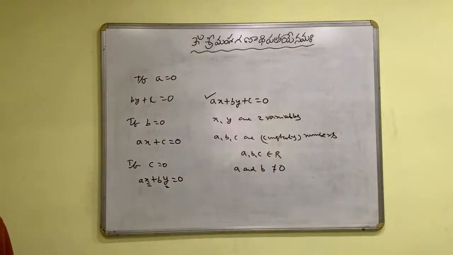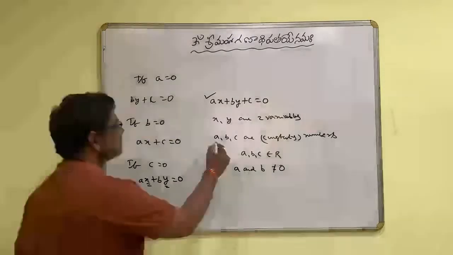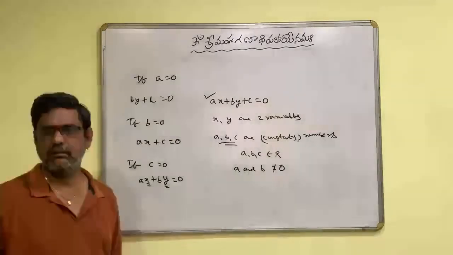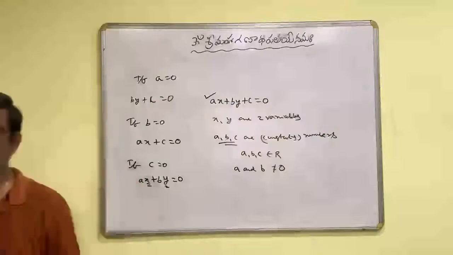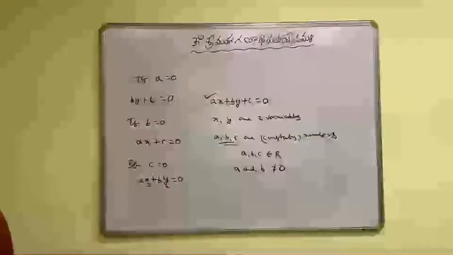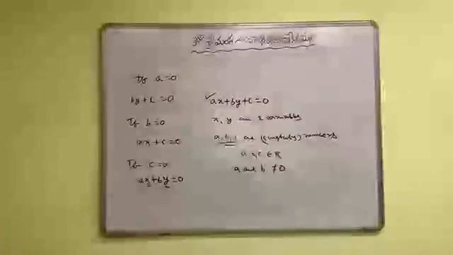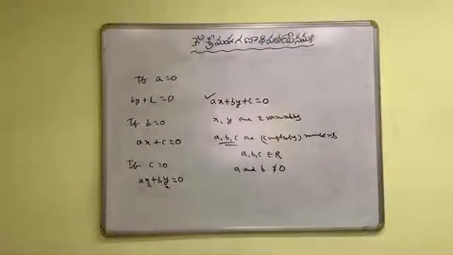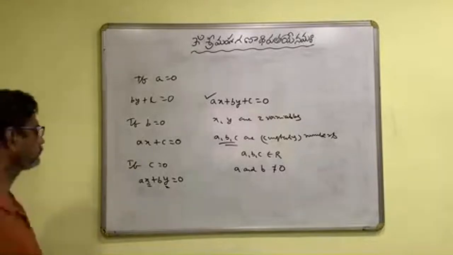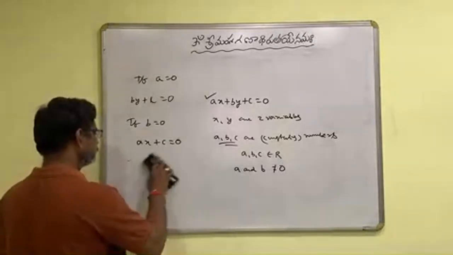No, it can't be c z. If it is c z, it becomes a linear equation in three variables. A, B, C are numbers. By definition, I told you A, B, C are numbers. C is a constant. Okay. అక్కడ C 0 అవ్వచ్చు, అవ్వకపోవచ్చు, ప్రాబ్లం ఏం లేదు. కానీ A, B 0 కాకూడదు. ఓకే.